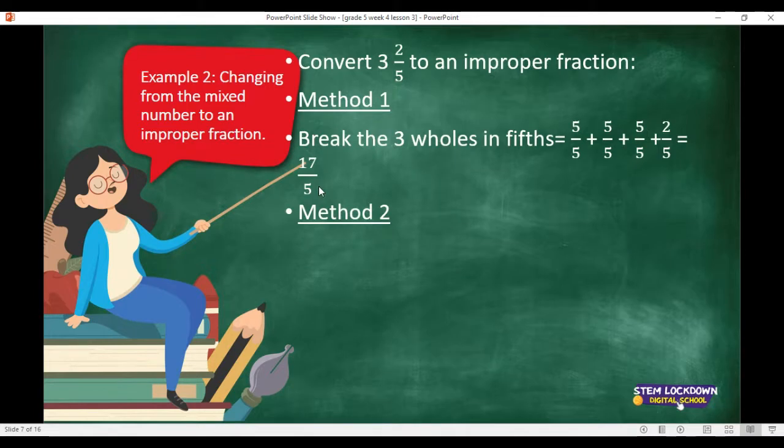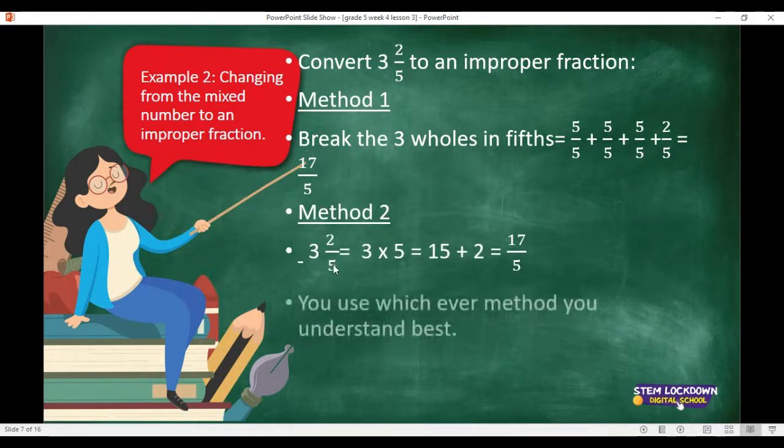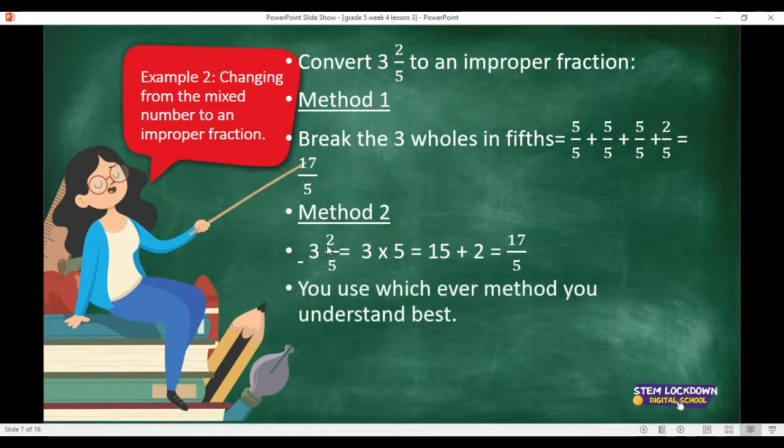So that is the first method that I said you can use. But because I'm not stingy, I also gave you the second method. The second method is that one where you have to multiply. So I said bottom, we multiply. The answer that we get, we add to the numerator. So if I multiply the bottom, I'm going to say 3 times 5 equals 15. And then 15 plus 2 equals 17. And then our denominator does not change.